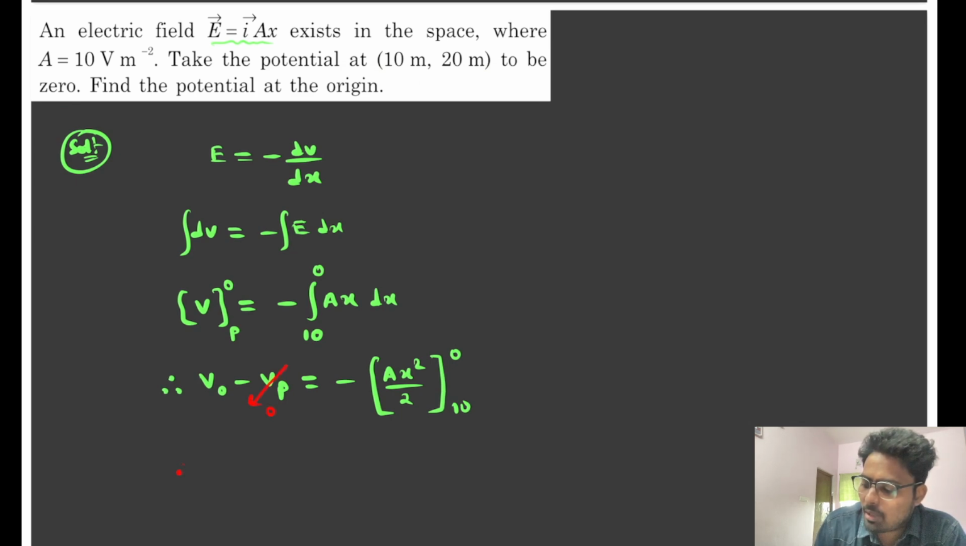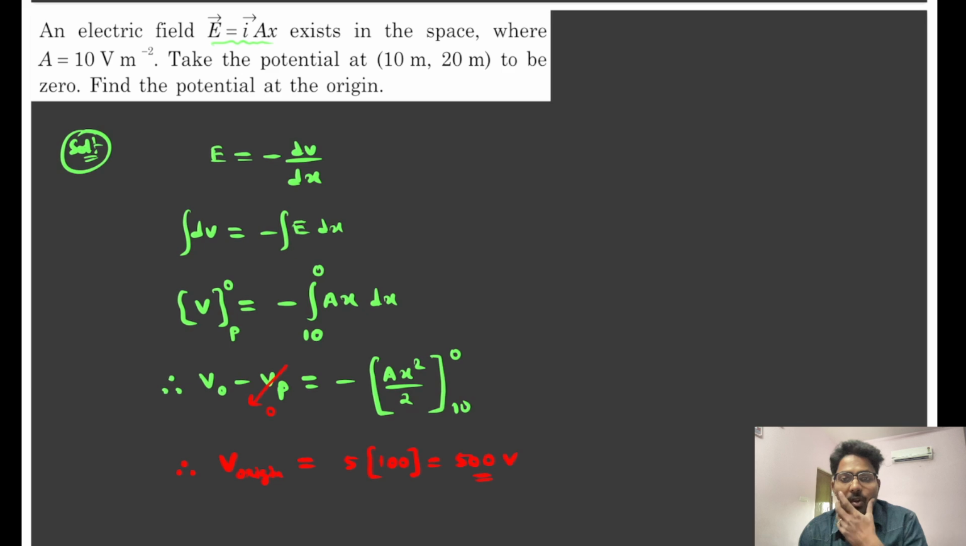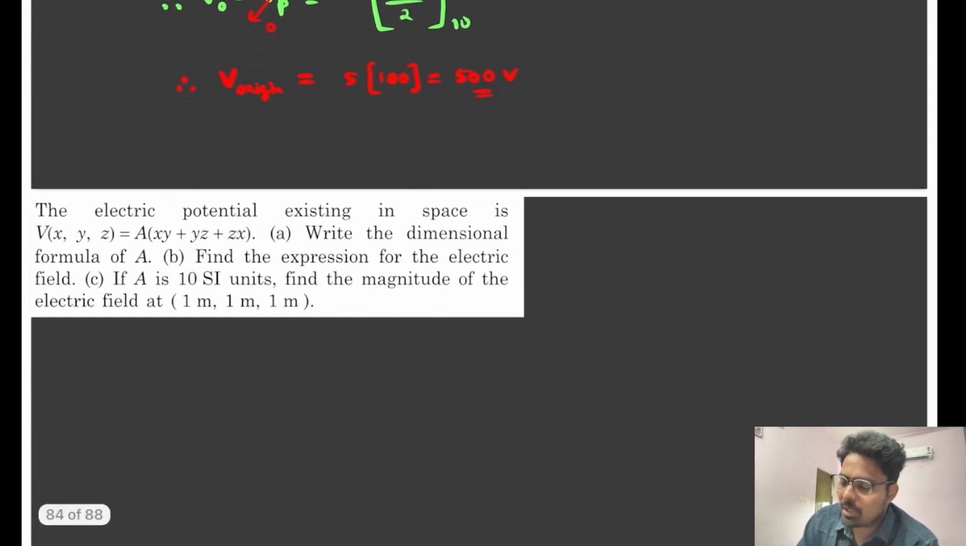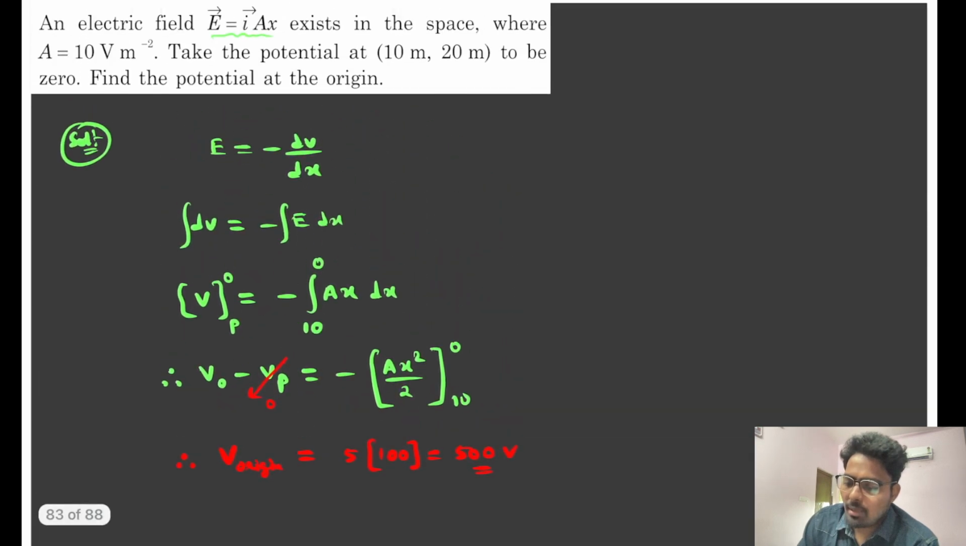So therefore the potential at the origin, VO, is nothing but, as I said, because of the minus, the limits will be changed. A by 2 is 10 by 2, which is 5, and the upper limit 100 minus 0 is 100. So the answer is: the potential at the origin will be equal to 500 volts. I hope this is also pretty much clear for you, right?